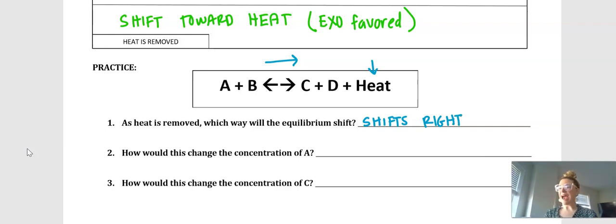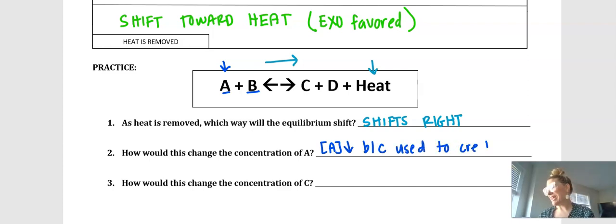How would this impact our concentration of A? Well, again, we're just going to treat heat like it's any reactant or product. In order to produce more heat, A and B are reacting more frequently, and therefore the concentration of A decreases because it is being used to create more heat.